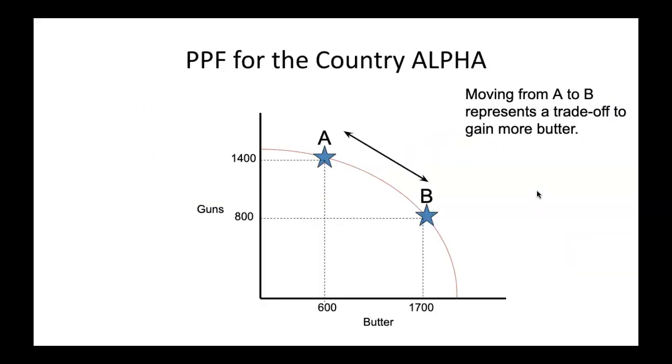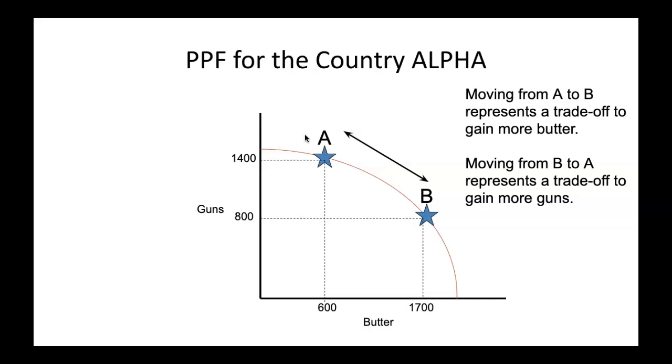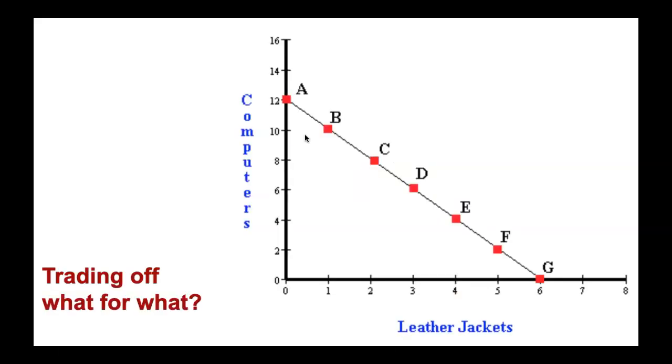Okay, so moving from A to B represents a trade-off to gain more butter, at the loss of some guns in the trade-off. Moving from B to A represents a trade-off to gain more guns, but of course at the loss of butter. So let's practice this. Trading off what for what?